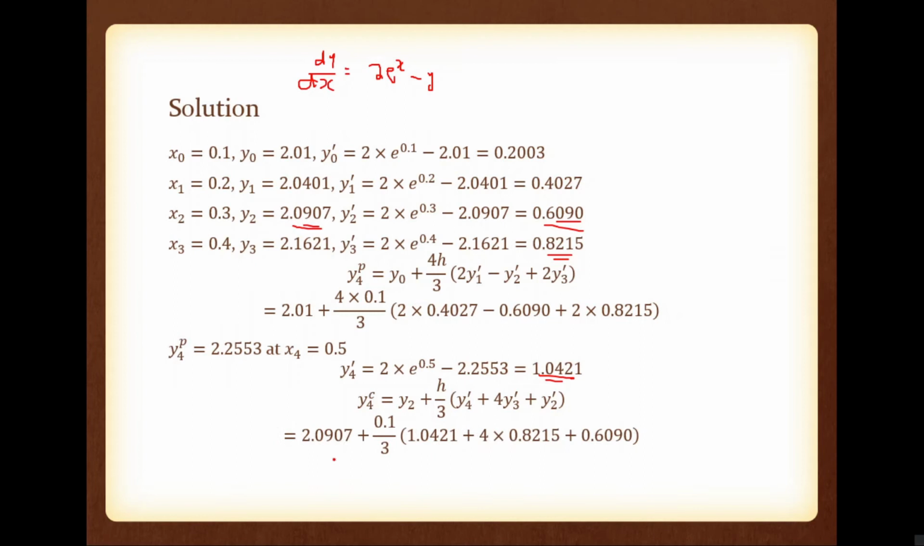So we have 2.0907 plus 0.1 by 3 into 1.0421 plus 4 into 0.8215 plus 0.6090. So this is equal to the corrected value of y of 0.5 equal to 2.2553. So this is the corrected value.